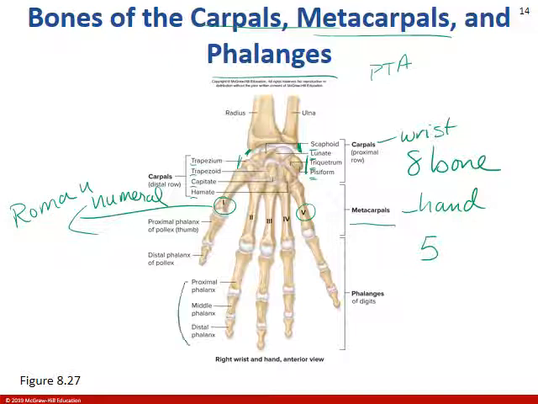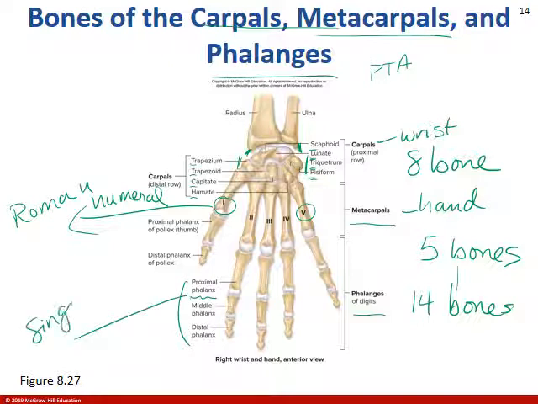And then here we have the phalanges. So there's 14 bones of the phalanges, and individually they're called phalanxes. So a phalanx is singular, phalanges is plural. And you can see we have a proximal, a medial, and a distal phalanx on phalanges 2 through 5. For the thumb, we just have a proximal and a distal.